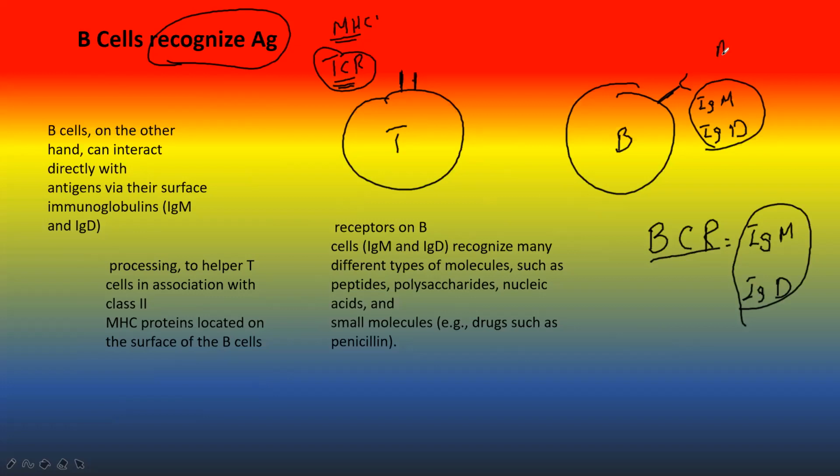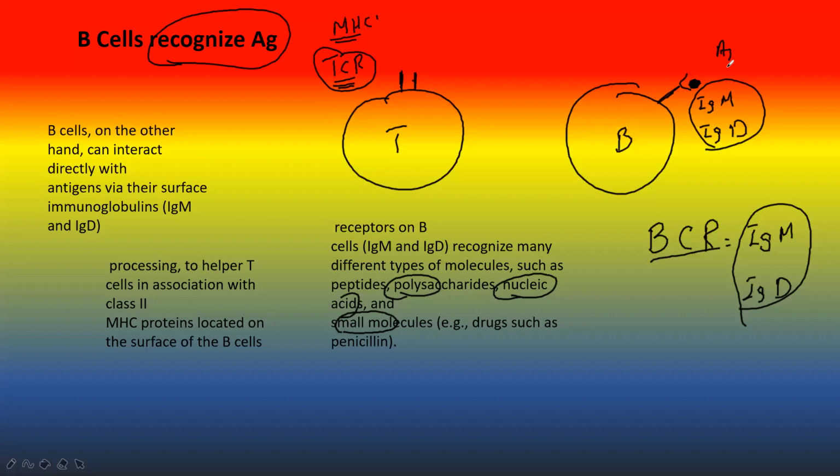The antigen comes from outside. You see the difference here. These are not proteins. The antigen coming from outside may be polysaccharide in nature, DNA particles, or some small molecules. We already discussed the properties of antigen: the bigger the antigen, the more immunogenic it is.